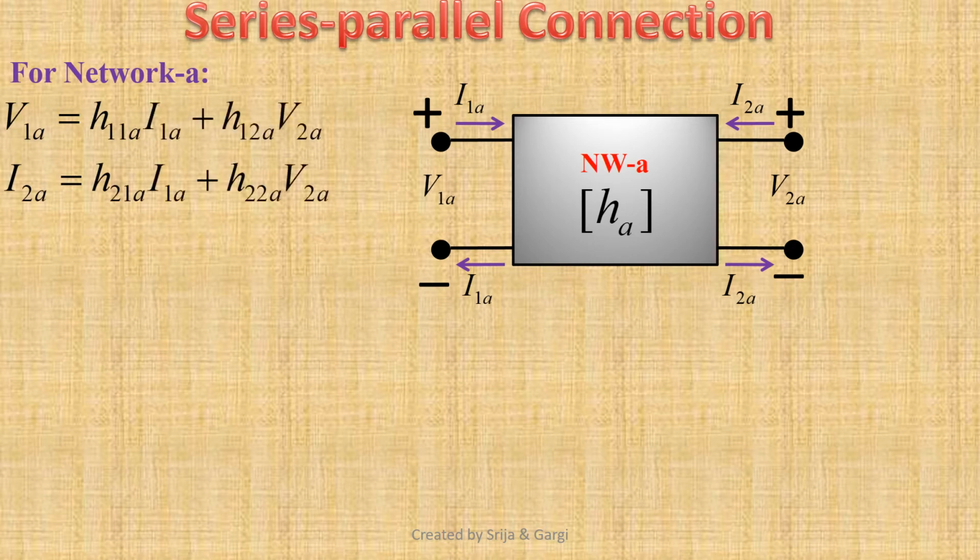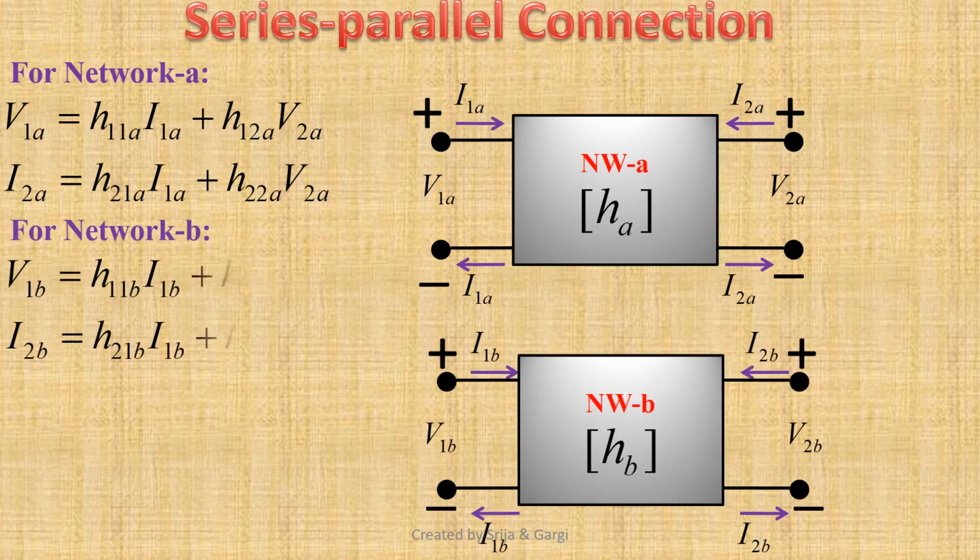Now let us derive the overall hybrid parameter matrix of series parallel connected two-port networks. When we describe a two-port network using hybrid parameters, we express the input port voltage V1 and output port current I2 in terms of input port current I1 and output port voltage V2. The linear equations may be written for network A as follows: V1A equals H11A I1A plus H12A V2A, and I2A equals H21A I1A plus H22A V2A.